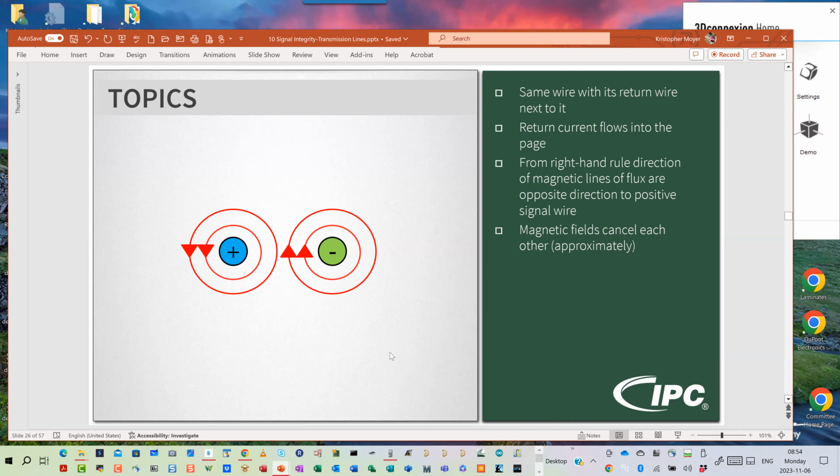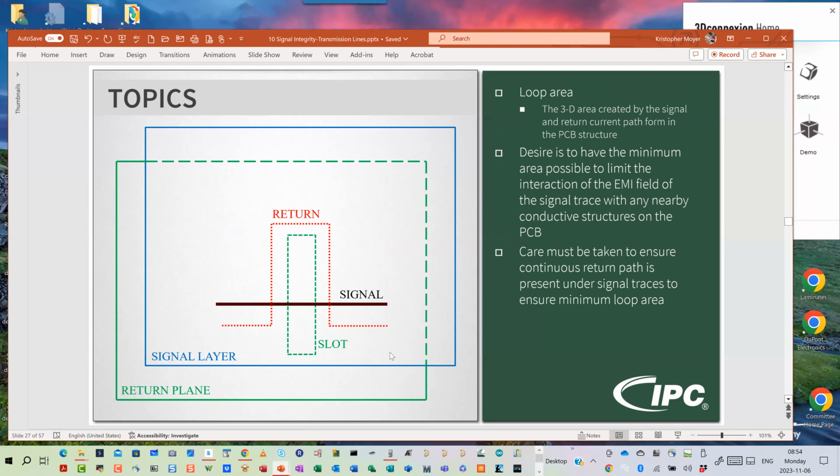Again, that's getting into a whole bunch of RF and magnetics engineering outside the scope of this class. But in general, we're going to be concerned with this condition right here, and this is our goal with the design of our return planes. Now, that loop area I was talking about is the 3D area created by the signal and the return current path formed in a PCB structure. That's the definition of the loop area right here. The desire is to have the minimum area possible to limit the interaction of the EMI field of the signal trace with any nearby conductive structures on the PCB or surrounding environment.